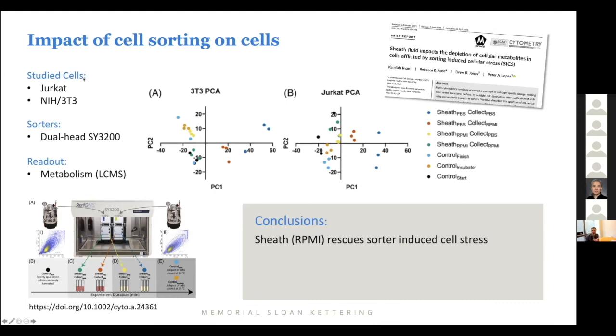So, for instance, this was a great set of experiments that were published recently by Camille and Peter Lopez's lab, where they basically looked at Jurkat and 3T3. So again, robust cells and also cells that probably are not as robust, or at least we believe are not robust. And the conclusion essentially, I should say that they used a dual head, where they basically had one head of one of these Sony sorters with PBS as sheath and the other one with RPMI.